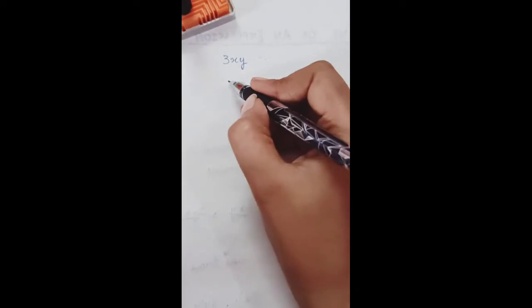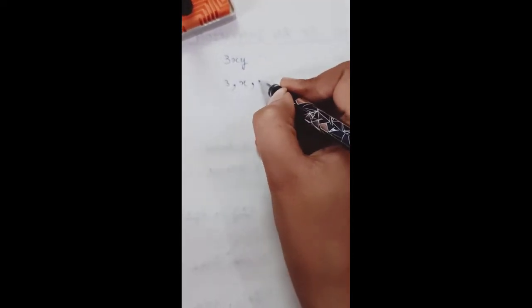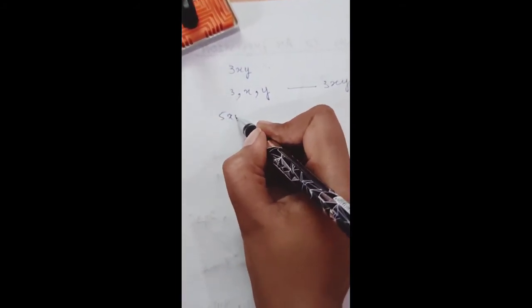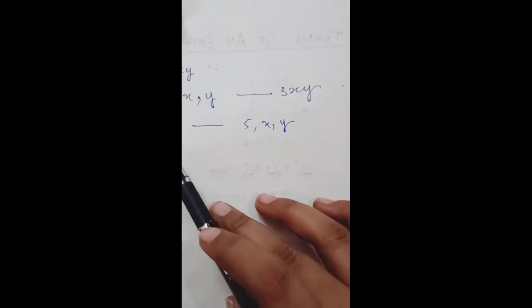Every term is a product of its factors. But what are these factors? Look at this term, 3xy. We can say that 3, x, y are the factors of 3xy. Similarly, suppose we have 5xy. We can say that 5, x, y are the factors of 5xy. So every term is a product of its factors.